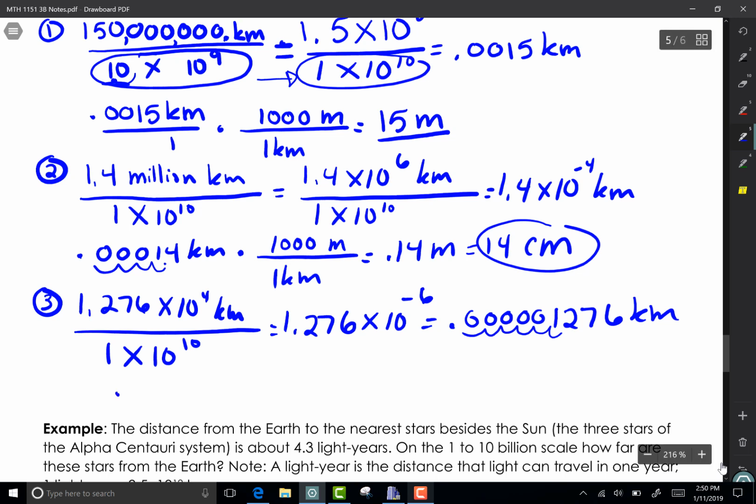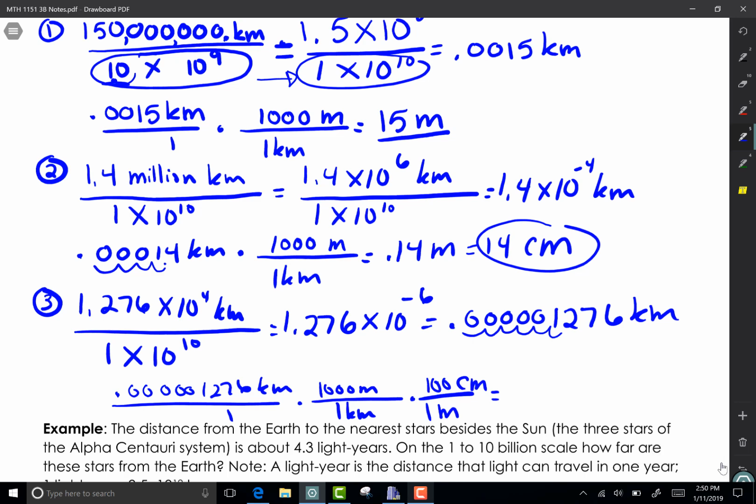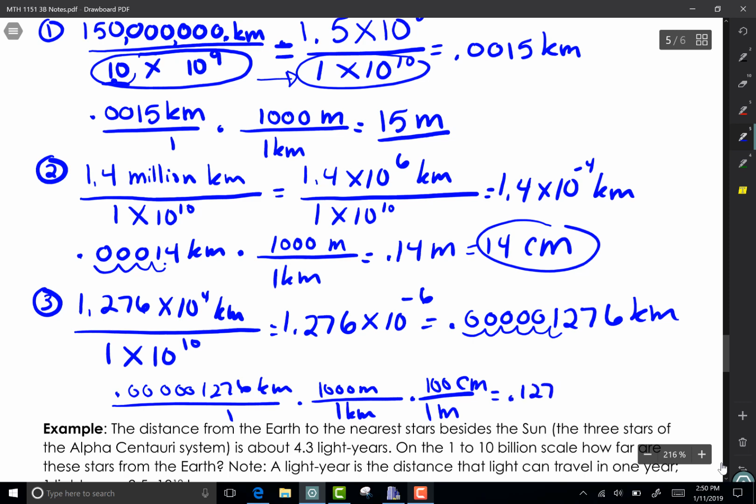So we have 0.00001276 kilometers. I know that there's 1,000 meters in 1 kilometer. And I know that in 1 meter, there's 100 centimeters. When I do that, that's going to give me 0.1276 centimeters.